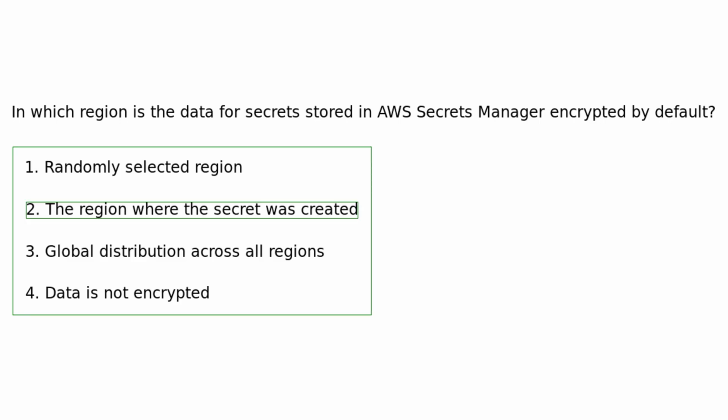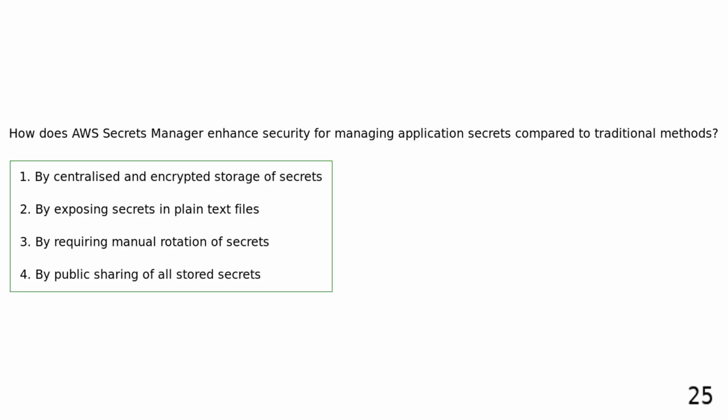By default, data for secrets stored in AWS Secrets Manager is encrypted in the region where the secret was created, ensuring that sensitive information remains secure while at rest or in transit within that specific region. How does AWS Secrets Manager enhance security for managing application secrets compared to traditional methods?